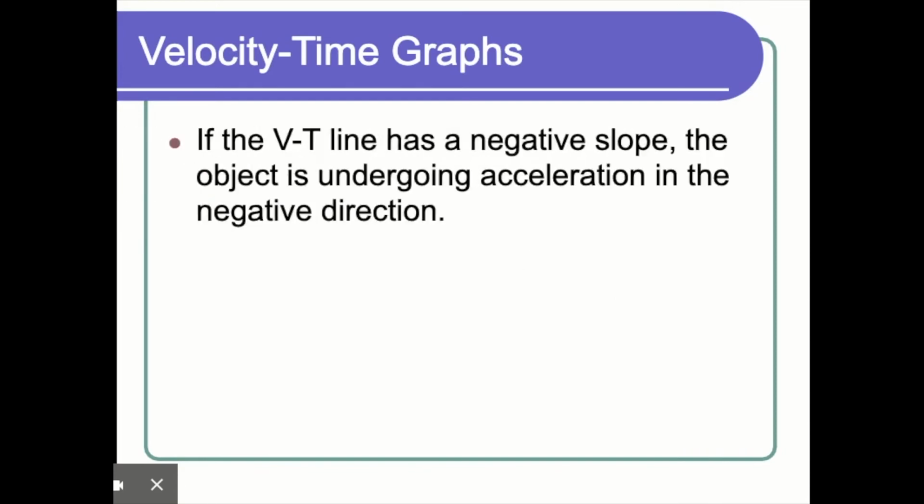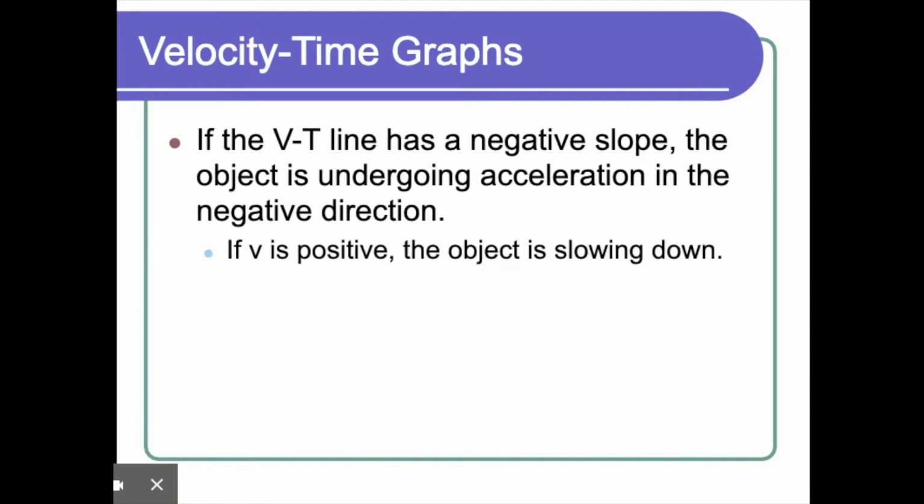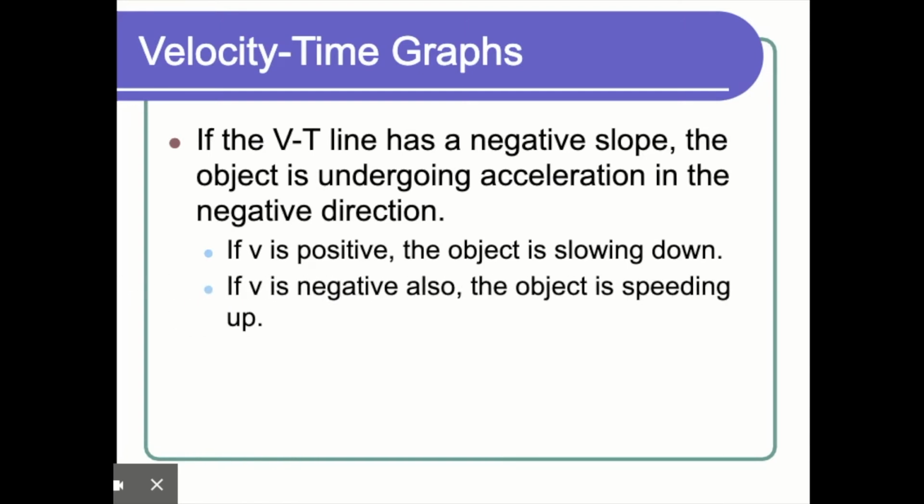The other thing we want to talk about is if the velocity timeline has a negative slope and the object is undergoing acceleration in the negative direction. So if our slope is negative, but our velocity is positive, the object's going to be slowing down. On the flip side, if the slope is negative and the velocity is negative, we're going to be speeding up.